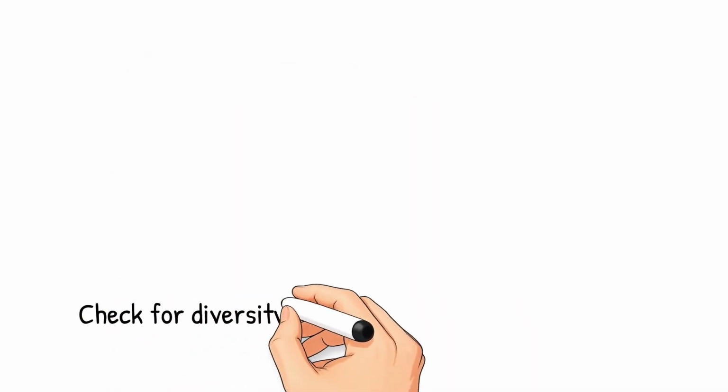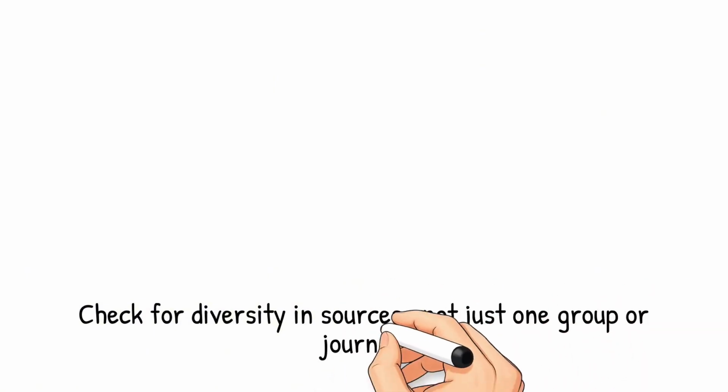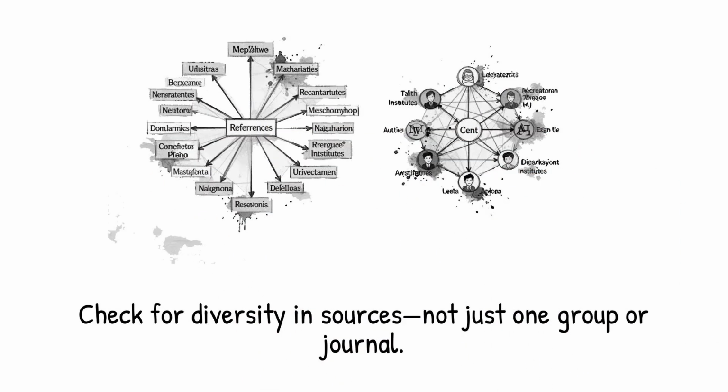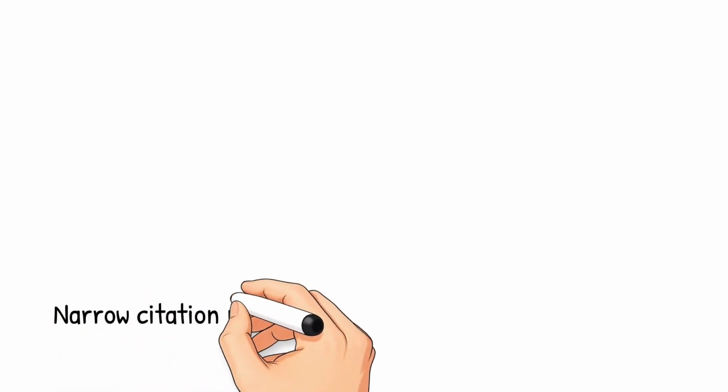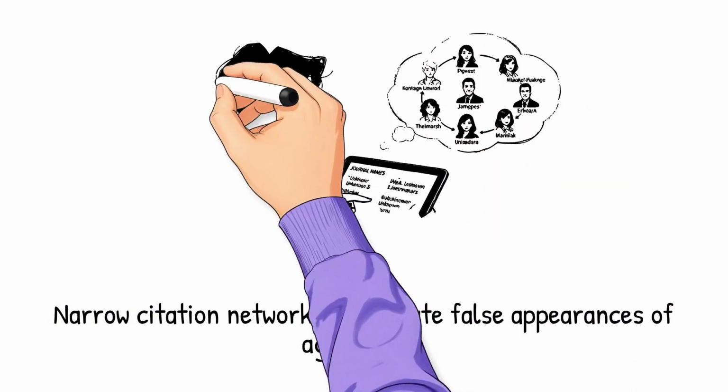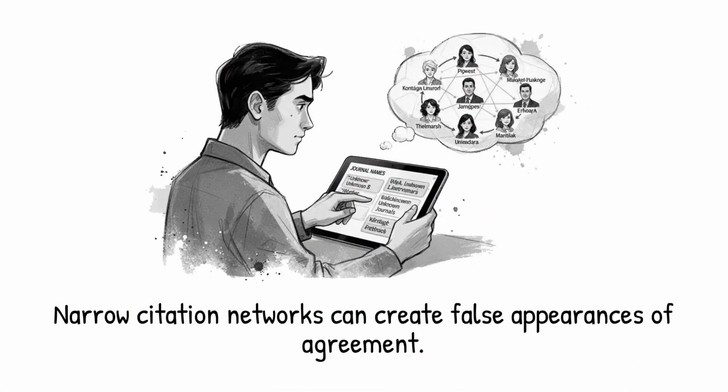The second is diversity of sources. Are citations spread across multiple research groups and institutions, or does the list lean on a narrow citation network, a small group of authors who frequently cite one another? Sometimes this simply reflects a specialized field. But sometimes it creates the appearance of broad agreement when the evidence is actually coming from a small circle. Also, check the journals themselves, established names or ones you've never heard of.